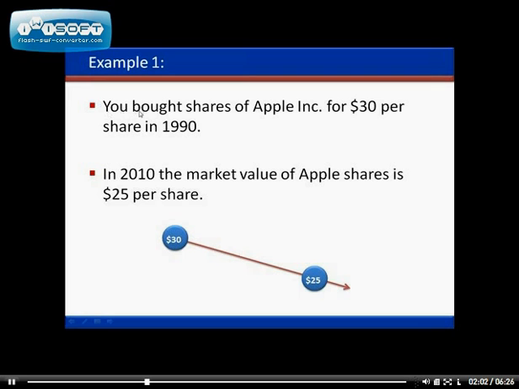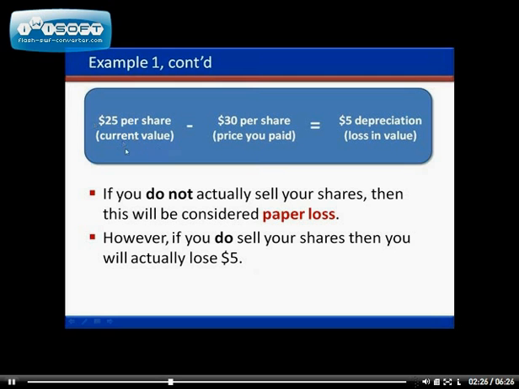So let's look at a quick example. Let's say that you bought shares of Apple Computer for $30 per share in 1990, and in 2010, the market value of Apple shares is $25 per share. You paid $30, but the current value is $25, so this shows a loss in value of $5. If you do not actually sell your shares, then this will just be considered a paper loss. If you do sell your shares, then you will actually lose $5.